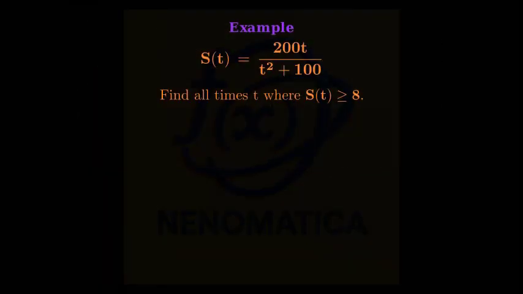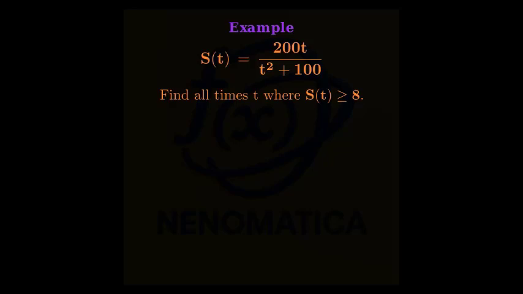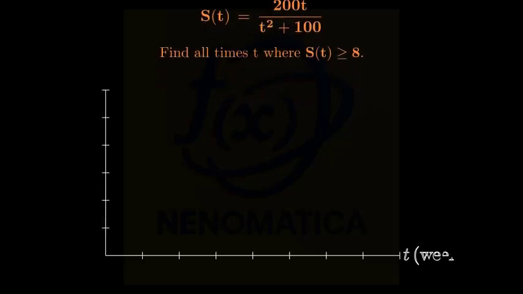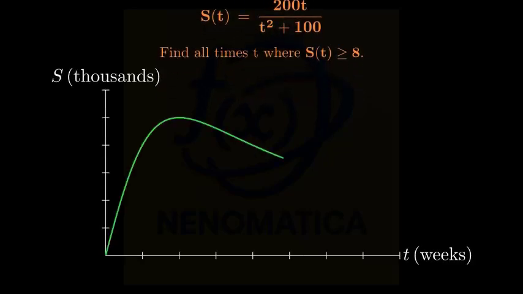In this example, we will solve a rational inequality that models weekly sales. The sales function is given by s of t equals 200t divided by t squared plus 100. We want the time period when weekly sales are at least 8,000 units per week. First, build intuition with a graph. We plot s of t against time in weeks. Then we draw the horizontal line, s equals 8.